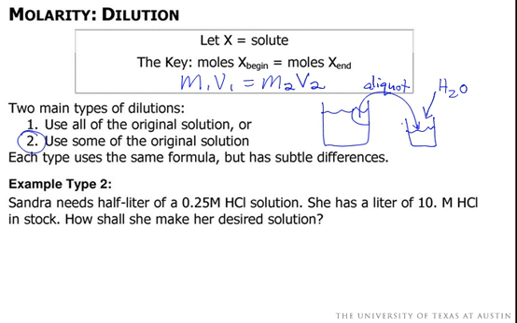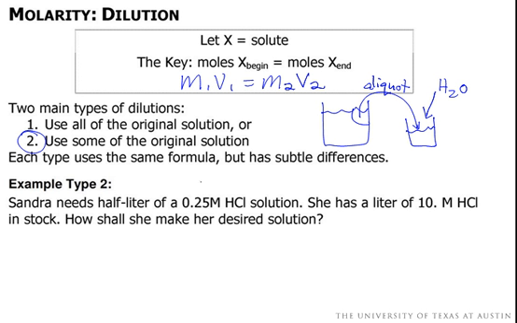Looking at an example, we see that Sandra needs half a liter of a 0.25 molar HCl solution. She has on stock half a liter of 10 molar HCl. Now how is she going to make this solution?